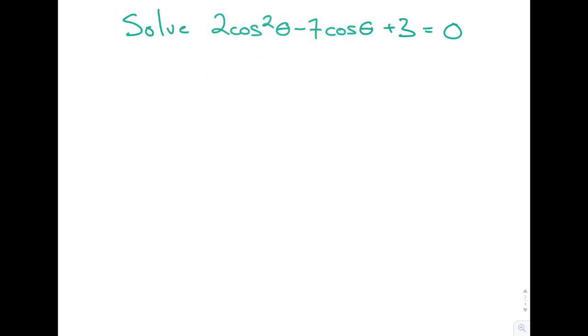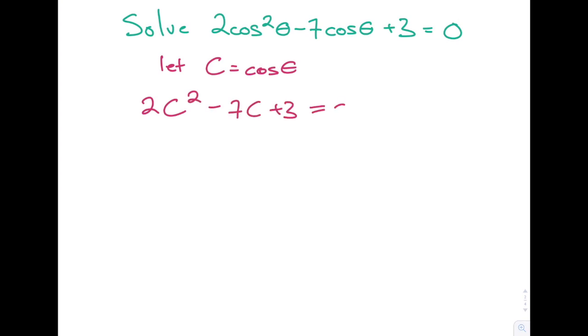Now you all know well at this point that one of my favorite techniques is substitution. Maybe let's just say for simplicity, let capital C equal cosine theta. So now we have 2c squared minus 7c plus 3 equals 0. I think this always makes it a little bit easier to see what's going on. So now we factor. And this looks to me like we factor into 2c minus 1 and then c minus 3.